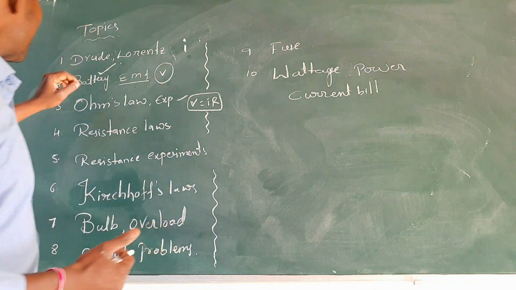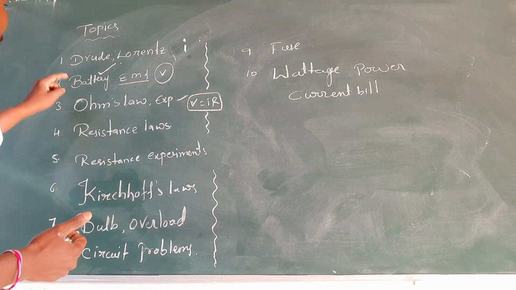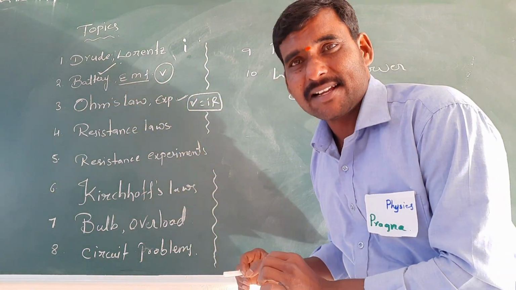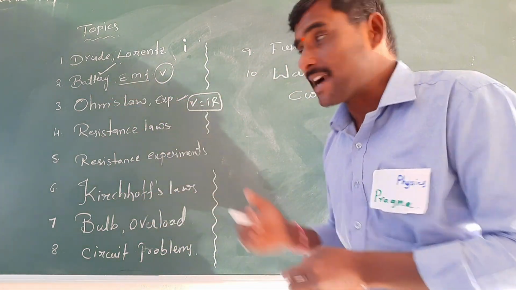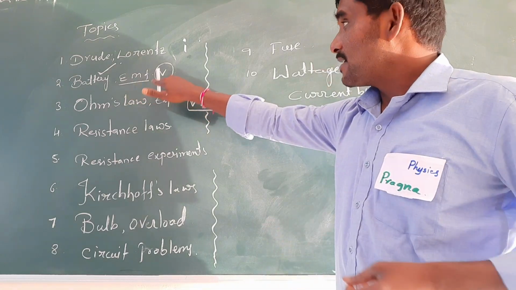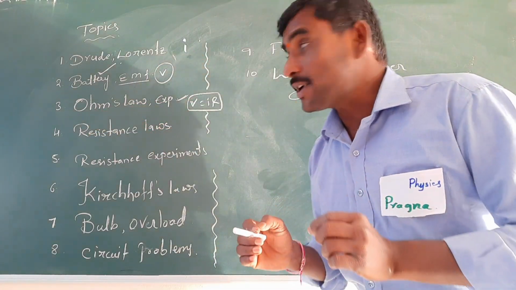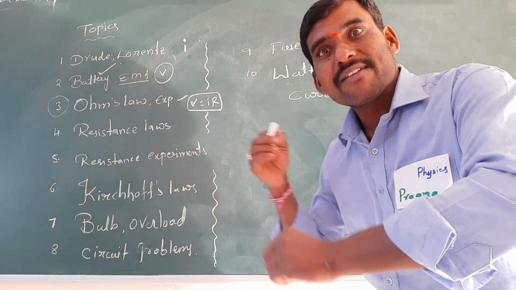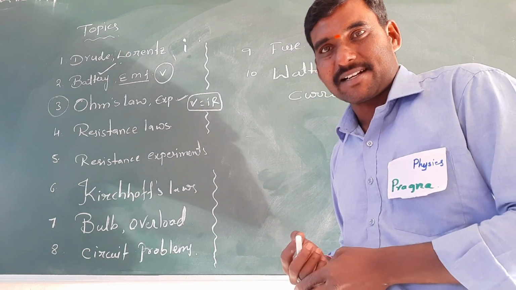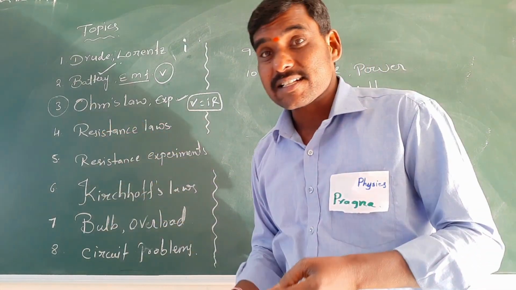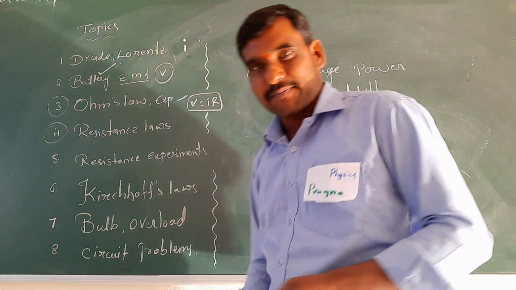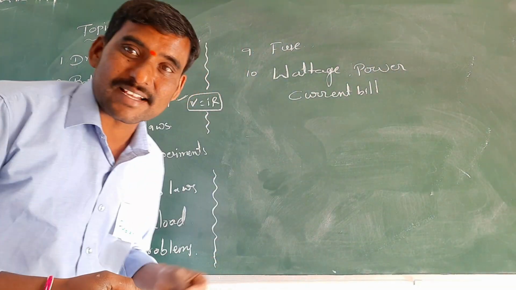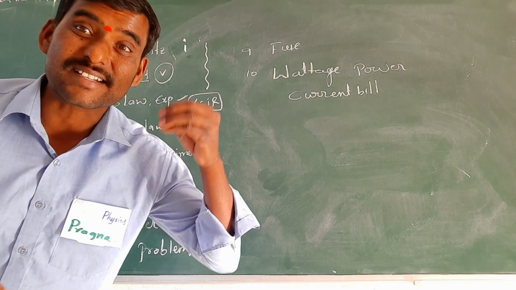See, once you see the important concepts, one is the Drude-Lorentz theory, and also the working of a battery and the EMF of a battery, potential. And next, a very important thing is Ohm's Law. This is very important: how can we verify Ohm's Law by experiment? And one more important concept is resistance. So what is resistance? How can we change the resistance? What are the resistance laws?